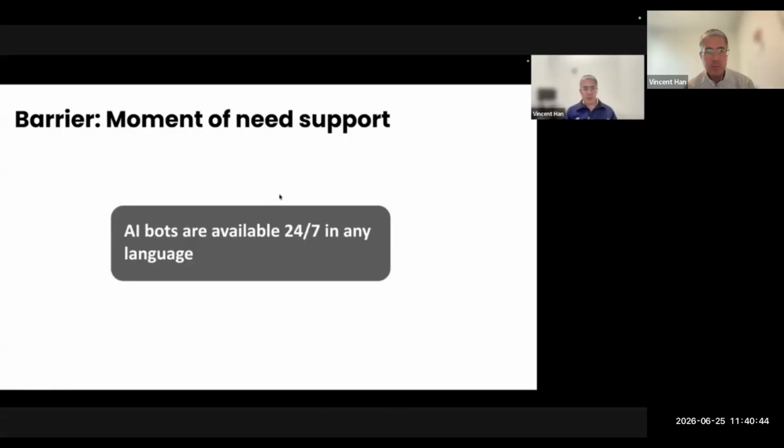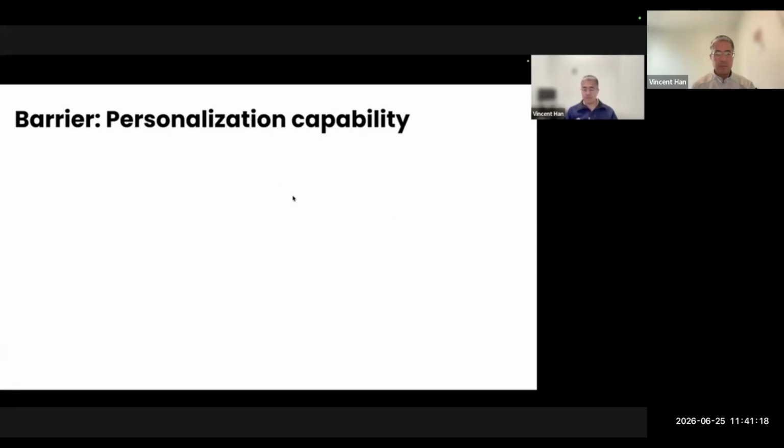Well, what about the barrier of I need support right now, the moment of need? As we all know, AI bots are computers, so they're available 24 hours a day in any language, and this can really be helpful for organizations that have a global workforce, all time zones, different languages, and bots can be trained to know how to answer a question based on context of I'm in this particular time zone, I'm in this particular role. So what a great resource to have a bot be available in the moment of need.